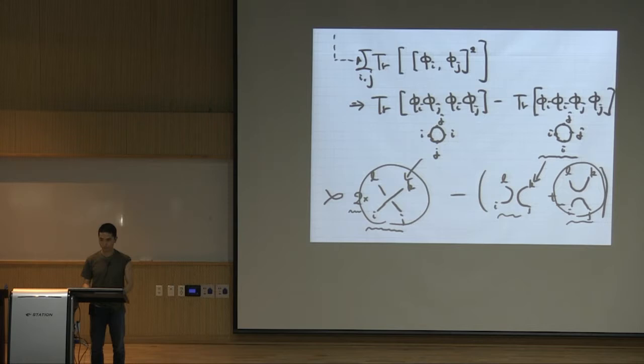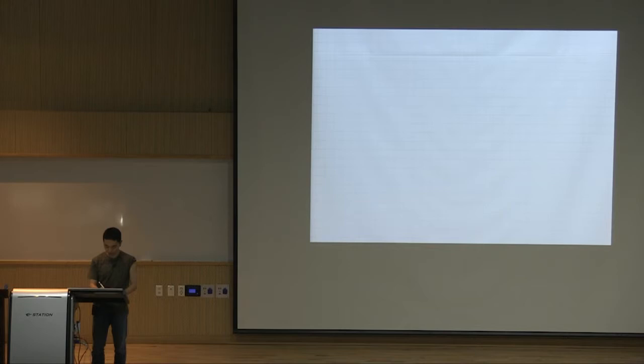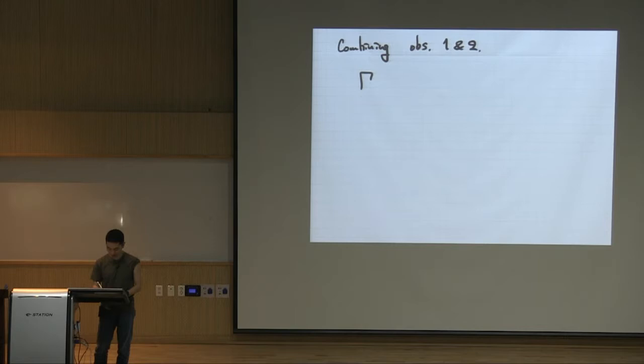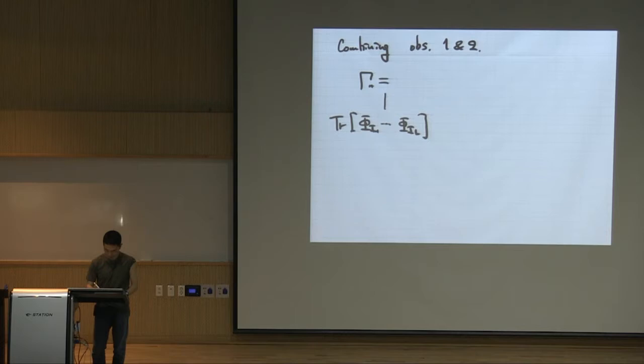So combining observation 1 and 2, we can already say something about the matrix structure of gamma, which is the coefficient of log divergence. So now I'm considering some operator, trace phi I1, dot, dot, dot, trace phi IL. And the claim is observation 1 basically tells us that they only interact, the nearest neighbors interact with each other. And then observation 2 basically fixes the relative coefficient of some of the terms.